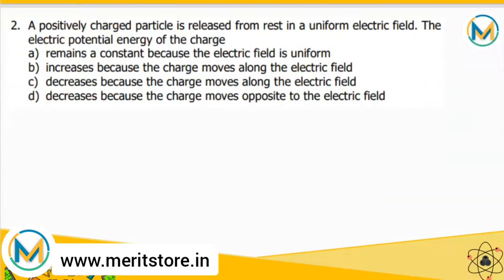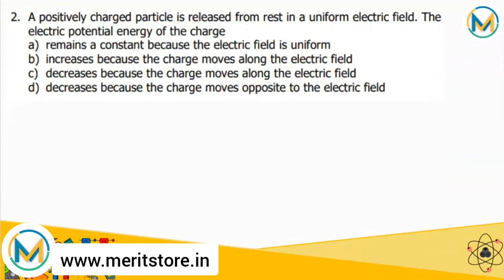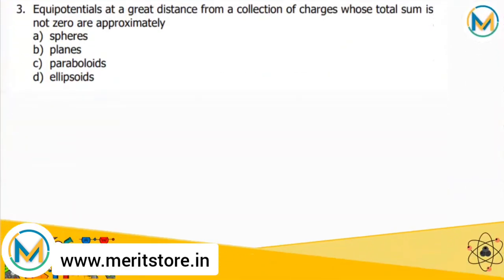Looking towards the next question: a positively charged particle is released from rest in a uniform electric field. The electrical potential energy of the charge. So electric potential decreases in the direction of the electric field. The direction of the electric field is always perpendicular to the equipotential surface, maintained at low electrostatic potential. The positively charged particle experiences electrostatic force along the direction of the electric field. Hence the electrostatic potential energy of a positively charged particle is going to decrease, and thus the correct answer is option C.